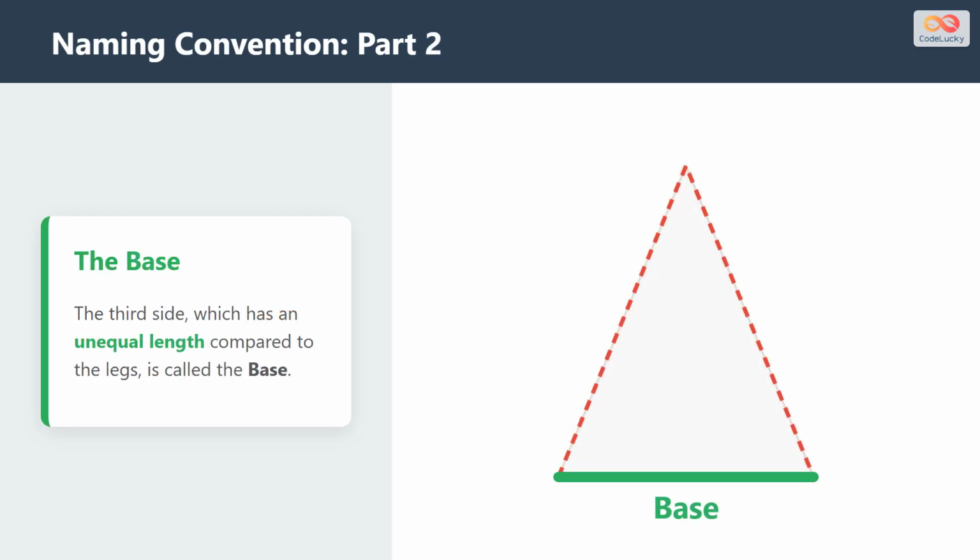That leaves us with one side remaining. This third side, which typically has a different length than the other two, is called the base. It is the unequal side.